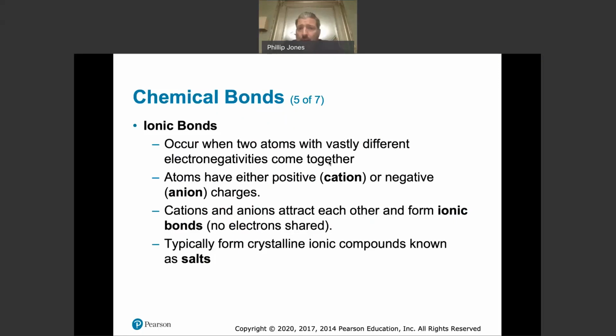Atoms have either positive cation or negative anion charges. Right. Cations and anions attract each other and form ionic bonds. So these are positive and negative. These are ions, and they form ionic bonds. That should be relatively simple. Positive and negative come together. They're ions that form an ionic bond, and typically form crystalline ionic compounds known as salts.